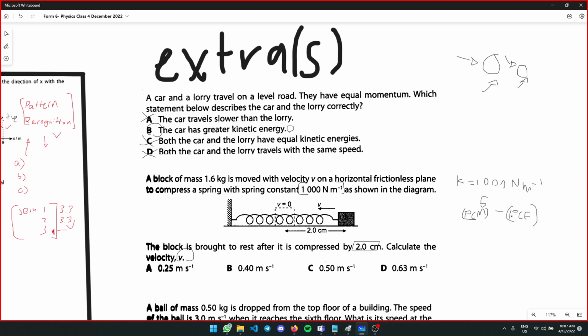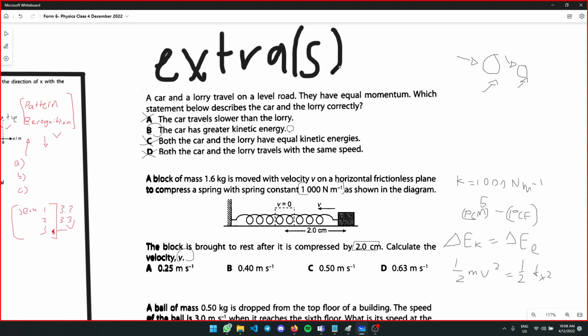Here we cannot use F equals kx. How you use it is, the change in kinetic energy is equal to the change in elastic energy. So 1 over 2 mv squared equals 1 over 2 kx squared.